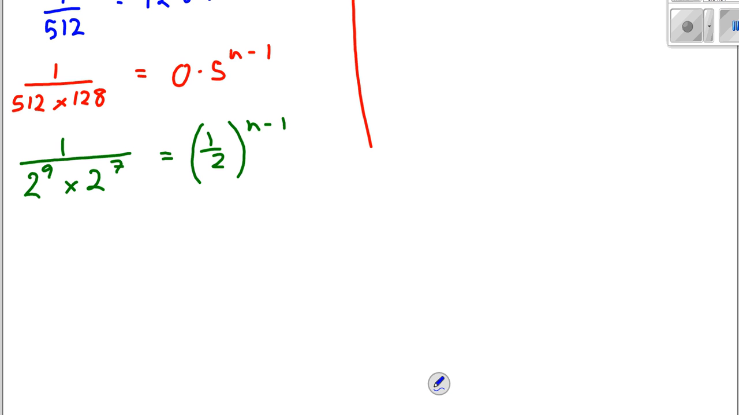What's 2 to the 9 times 2 to the 7? 2 to the 16th. Yay, good. Add the exponents and keep the same base.